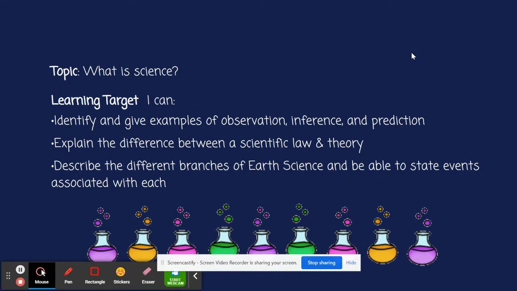Our learning target for today is quite long. We're going to be able to identify and give examples of observation, inference, and prediction. You should know the difference between a scientific law and a scientific theory. And then you should be able to describe the different branches of earth science and to be able to give examples of events that are associated with each.